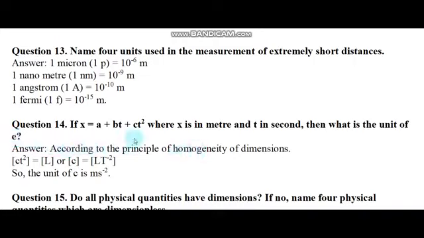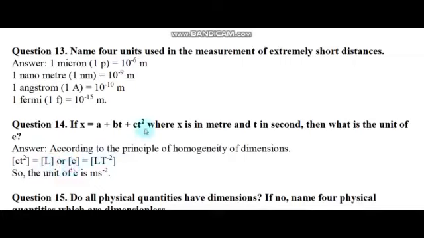as in the previous case, this is displacement, so this resultant is also displacement. Now they have asked for c in ct square. So ct square is equal to displacement, length. Both are equal, this x and this ct square. So ct square is equal to displacement x, that is the length, or c is equal to L by T square.